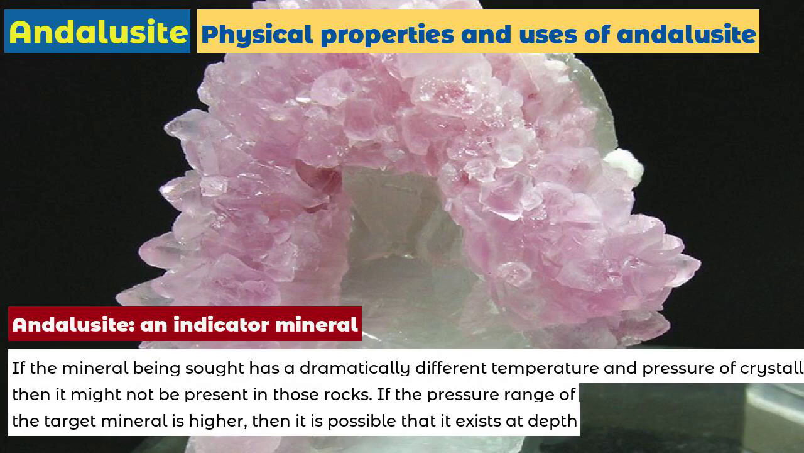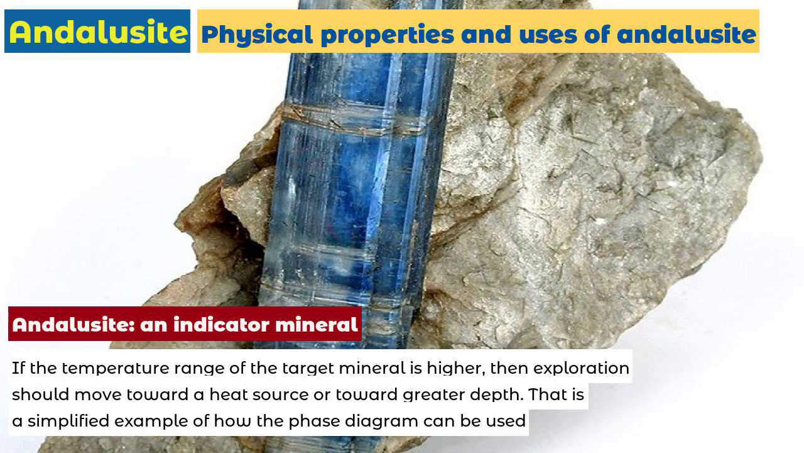If the mineral being sought has a dramatically different temperature and pressure of crystallization, then it might not be present in those rocks. If the pressure range of the target mineral is higher, then it is possible that it exists at depth. If the temperature range of the target mineral is higher, then exploration should move toward a heat source or toward greater depth. That is a simplified example of how the phase diagram can be used.